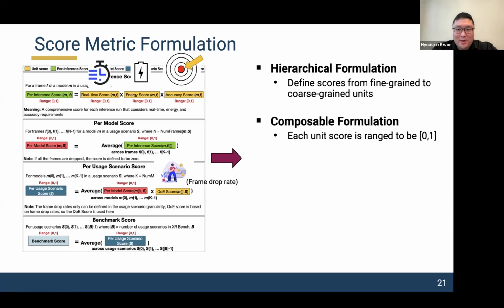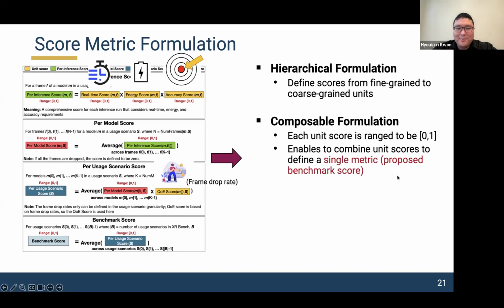And those scores are composable. Each unit score is ranged from 0 to 1. And by multiplying them, as you can see in the topmost box in the left side figure, the basic idea is multiplying them together to get a new comprehensive score within the 0 to 1 range.